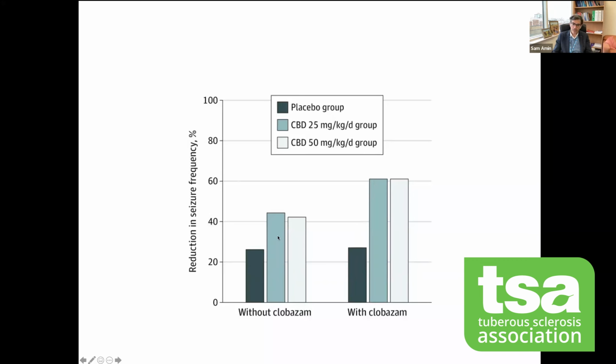But if we take Epidiolex without clobazam, that's the difference between our seizure frequency and those people who are on placebo. You can see the difference here is much smaller than the difference here. So again, this slide tells us if you take clobazam and Epidiolex, then it can be more effective for your seizures.